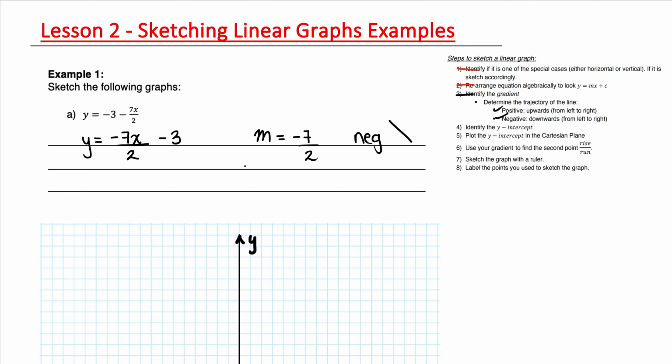Identify the Y-intercept. What is my Y-intercept in this case? Negative 3. Don't forget about the negative 3. If they ask me to write it as coordinates, how will I write it? 0, negative 3. Wonderful. Plot the Y-intercept in the Cartesian plane.